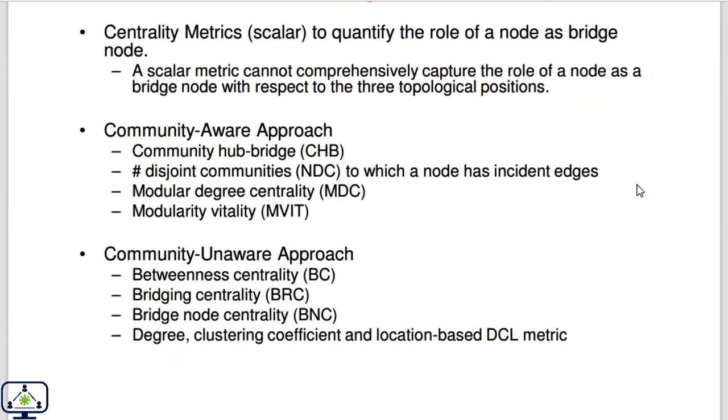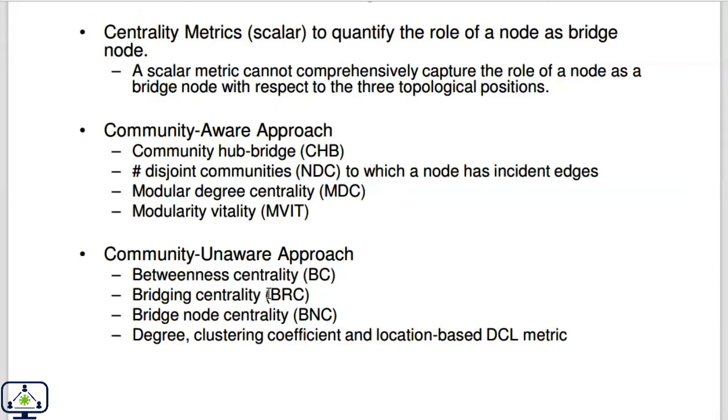And these are some of what's available in the literature to quantify the role of a bridge node. As you can see, some of these are community aware. That means you have to run a clustering algorithm or a community detection algorithm on the graph and then identify the bridge nodes. And some are community unaware. That means you don't have to run a clustering algorithm or community detection algorithm. These metrics can themselves quantify the role as a bridge node. And betweenness centrality is one among them.